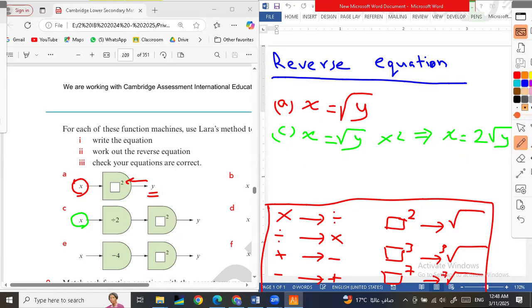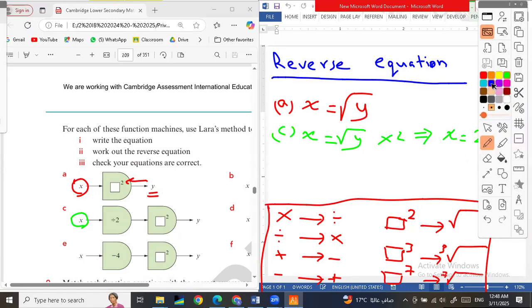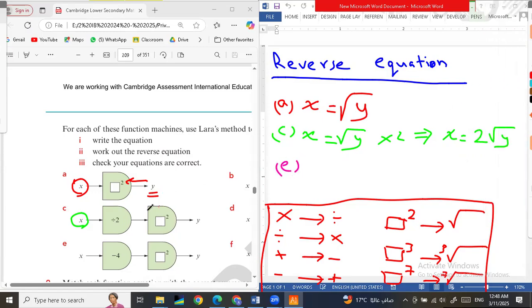All right, question D, or actually here is what we call E. Letter E here, question E. The reverse equation is find x. So x equals. I must start with y. So x equals y. What happened to the y? Squared? No, then it's going to be square root. So square root of y. The minus 4? No, it's going to be plus 4.